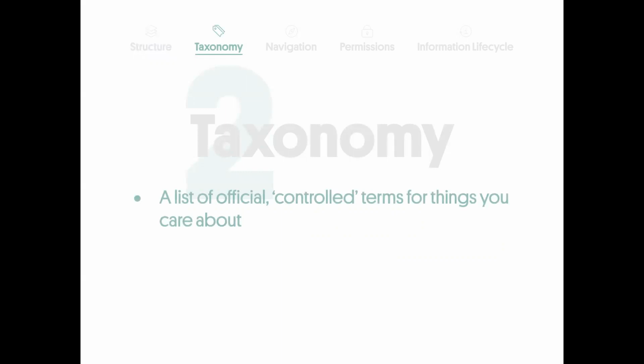Let's move on to the next finger, taxonomy. Taxonomy is just a list of official, controlled terms for things that you care about. So official, meaning that it comes from an authoritative source. So that could be your team, the site designers. It could be your organization's team of taxonomists, if you have one, or team of librarians, if you're lucky enough to have those. Could be your legal department.